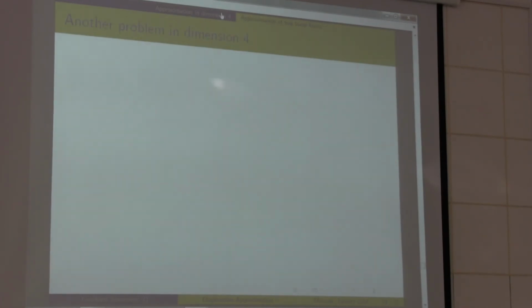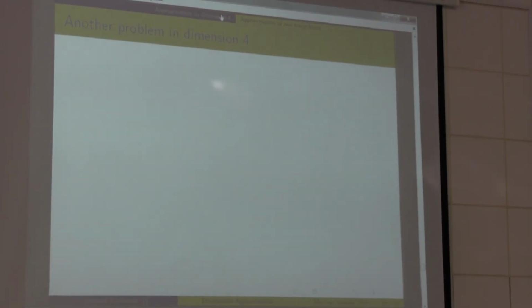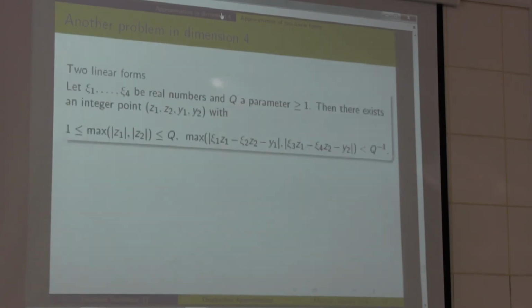So to conclude my talk, I want to speak about another problem in dimension 4, which I started investigating a couple of weeks ago, namely the approximation of 2 linear forms. So in this case, we have 4 real numbers, psi1 to psi4, and again a parameter q greater than 1. And we use Gauss's theorem to show that there exists an integer point satisfying this system of inequalities.